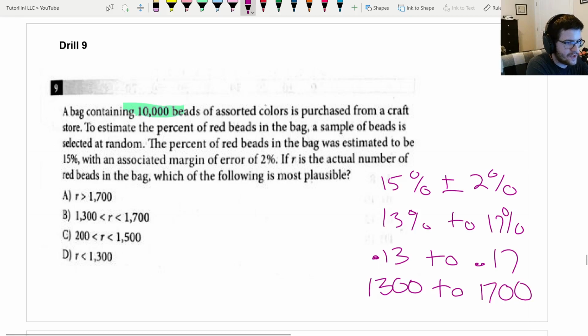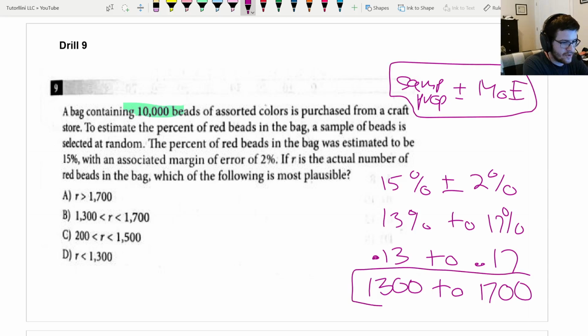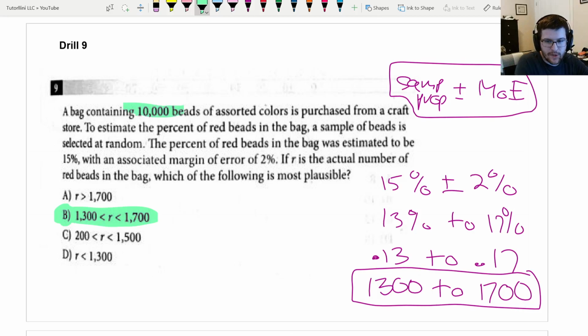So remember, guys, the sample proportion plus or minus the margin of error. That's what you had to know for this question. Okay, so 1,300 to 1,700. That is answer choice B. And that is correct. Great. So yeah, if you haven't watched my Ottocento video on confidence interval, go check that out.